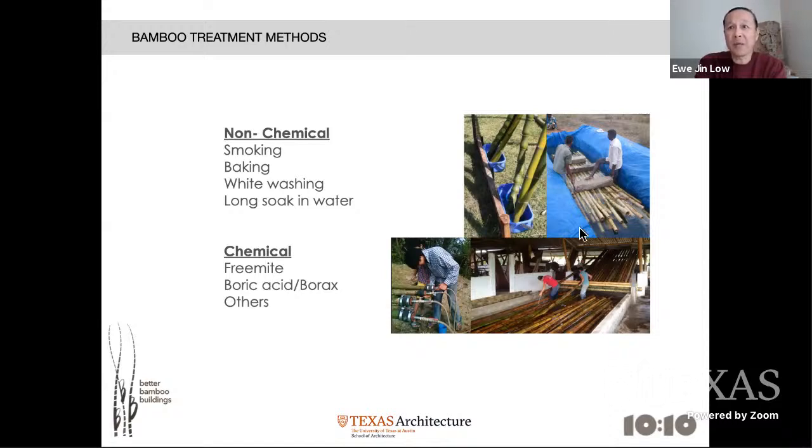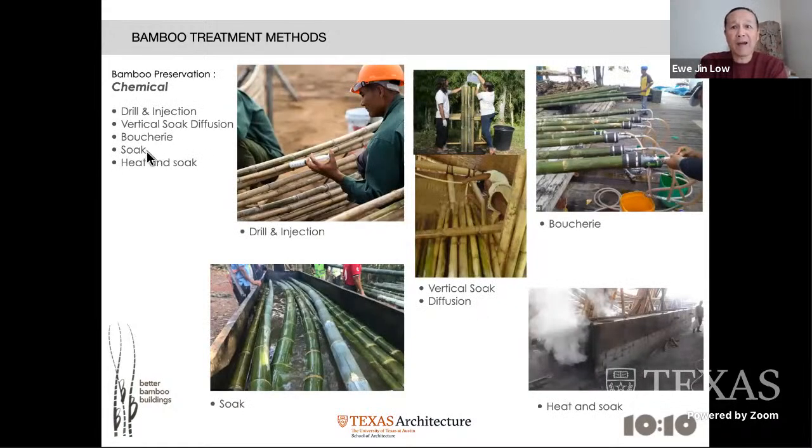So here you can see some pictures of different ways of treatment. I will quickly go through them as well. Five ways of treating it, right? Examples of chemical treatment. The first one is to drill and then to inject. These are more for thinner bamboo and bamboo that's less bulky, that you can actually inject chemicals into the bamboo to treat it.